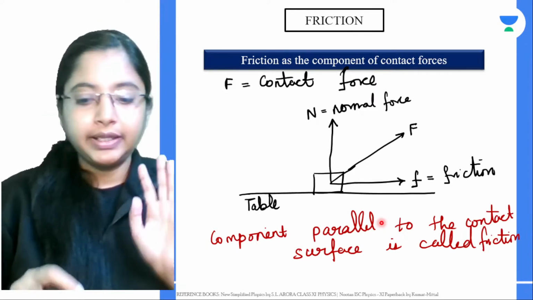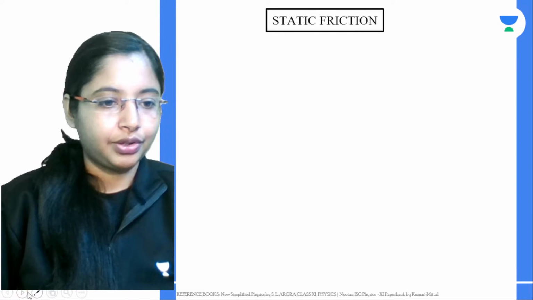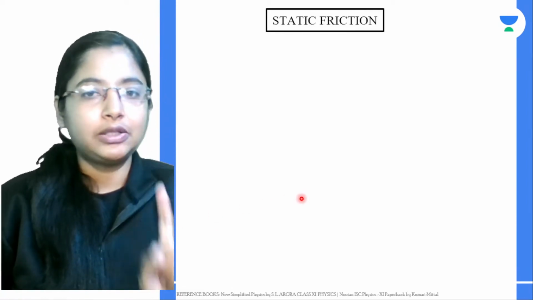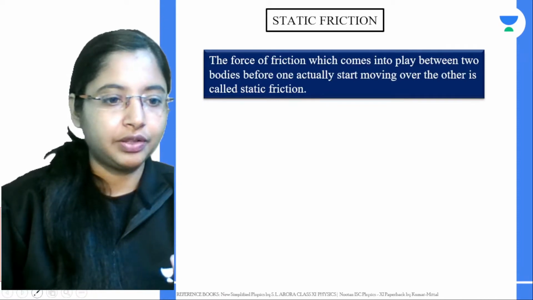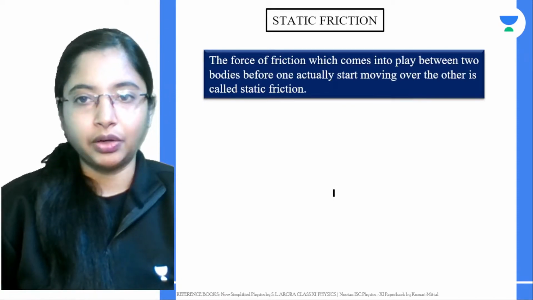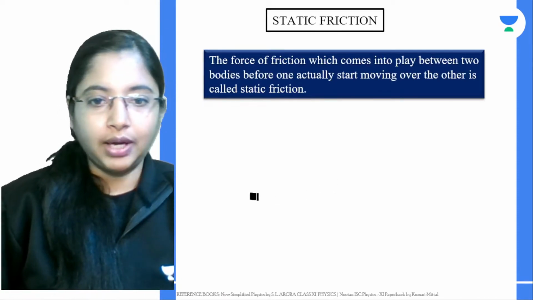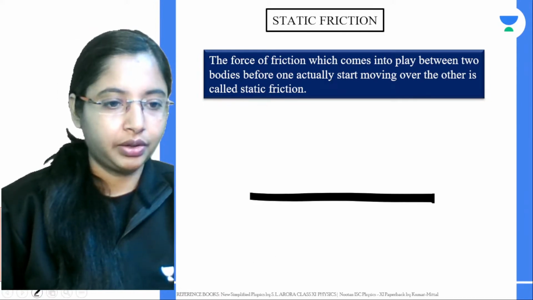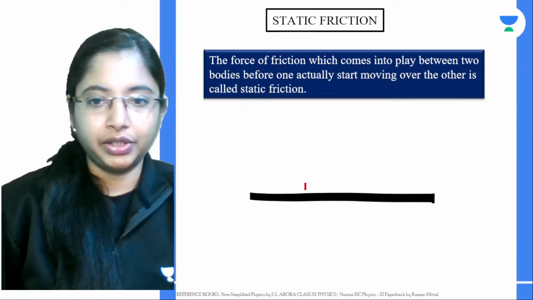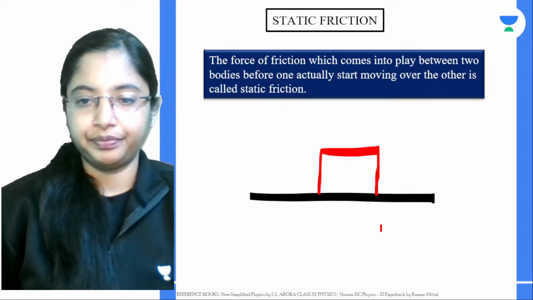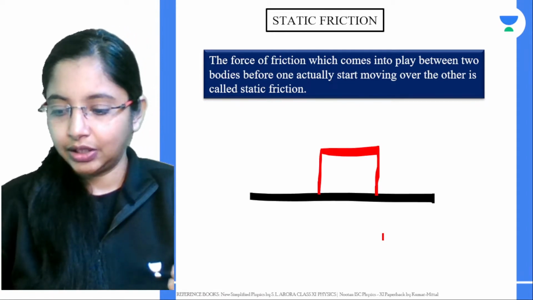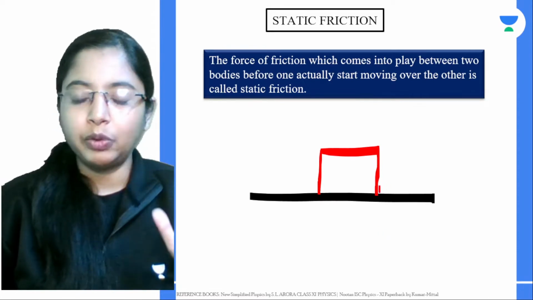Now, there are different types of friction, okay? One is called static friction. Your static friction is a very simple concept, okay? Now, let's say you have a table, okay? On this table, you have kept a block. Anything, okay? Any block over here.